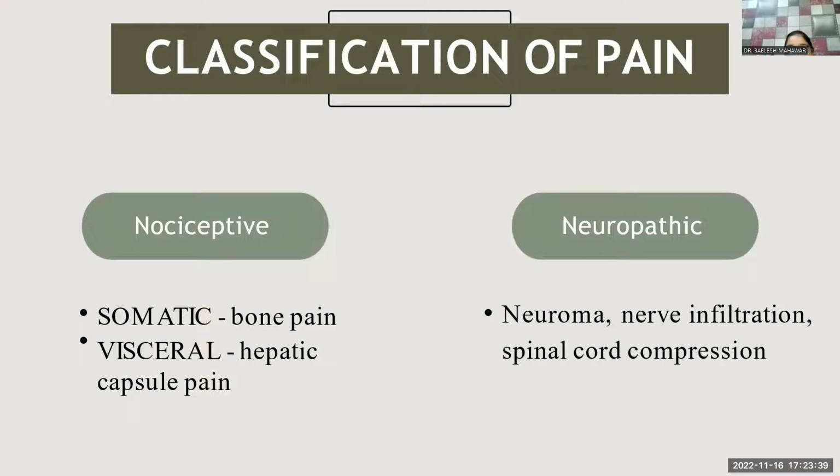Now coming to the classification of pain, how do we classify pain? Pain is classified roughly into two broad categories, or nowadays we can say three categories: nociceptive, neuropathic, as well as nociplastic. Nociceptive pain is somatic and visceral, like a bony pain or a hepatic capsular pain in the case of viscera. Neuropathic pain is the pain coming from the nerves, either by a secondary neuroma formation, nerve infiltration, or spinal cord compression. Next slide, please.